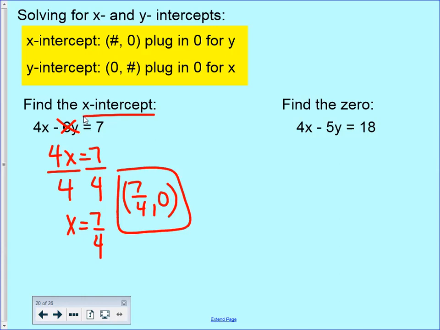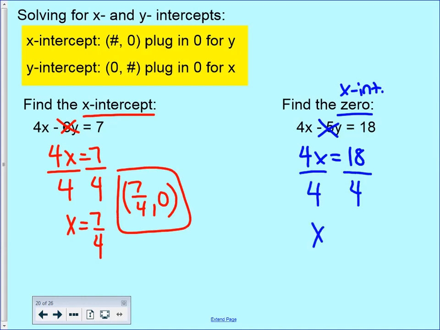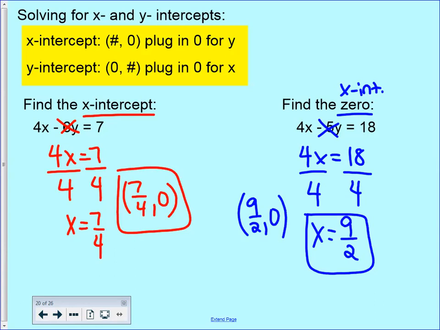All right, let's try the next one. It says find the zero, which just means x-intercept. So I don't need my y, I only need 4x equals 18. Divide both sides by 4, and you get x equals 9/2. That's the simplified fraction of 18/4. Now, I boxed that, but I shouldn't have, because I need to write this as a coordinate, (9/2, 0). That is my true answer.